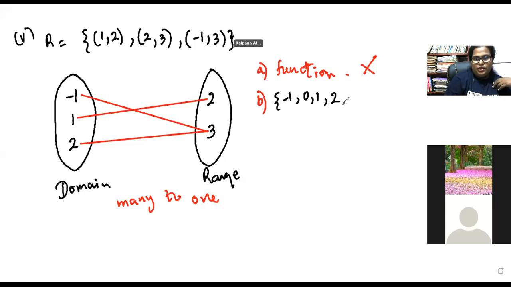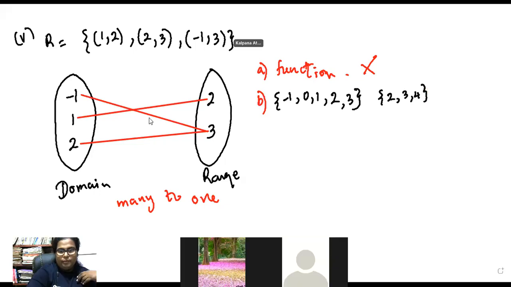1, 2, 3. And the other set is 2, 3, and 4. So how should we take these two sets here? We have to consider the multiplication of these two sets. First you have to take the first element of this set, that means -1. -1 maps to the first element in this set, which is 2. And the second one, you map this -1 to this 2.